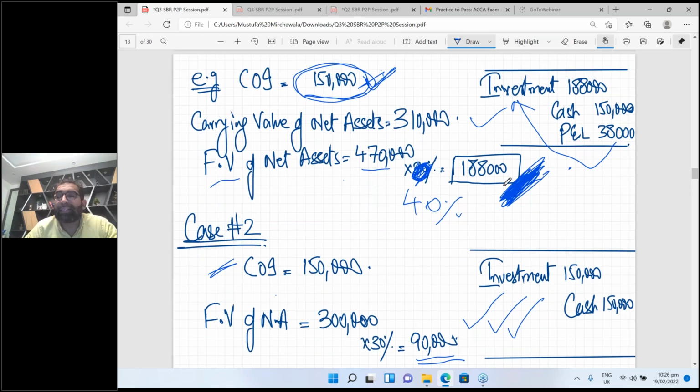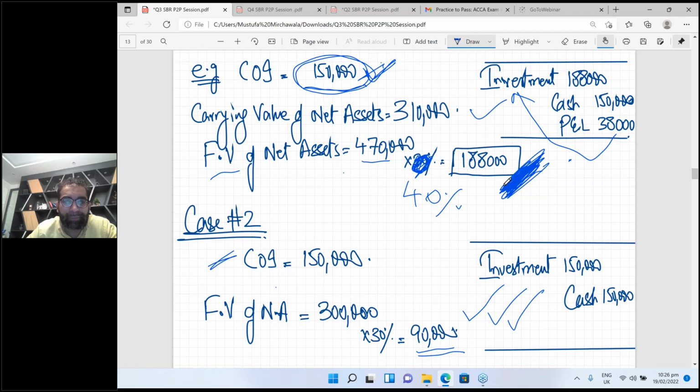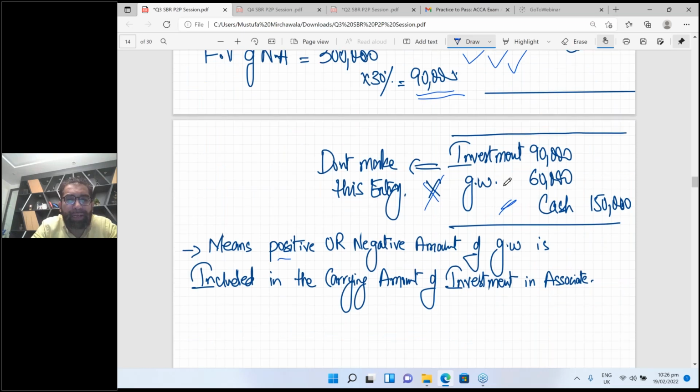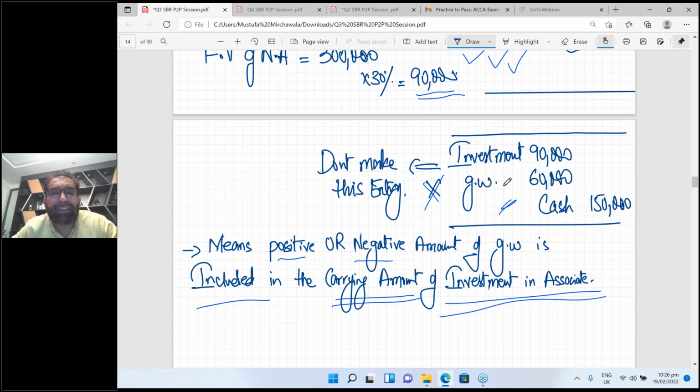I have written this line from IAS 28 as well. I'll show you. See this: positive or negative amount of goodwill is included in the carrying amount of investment in associate. These are the wordings of IAS 28.